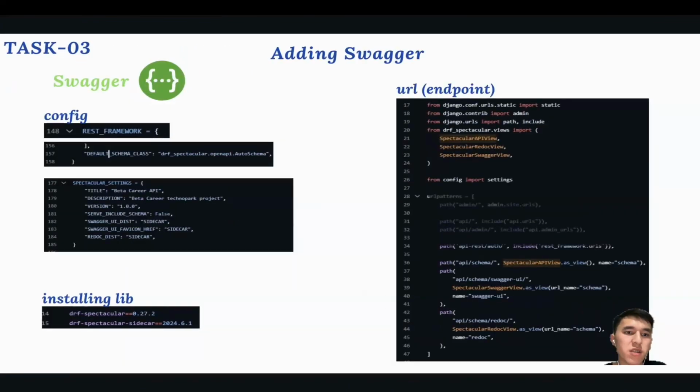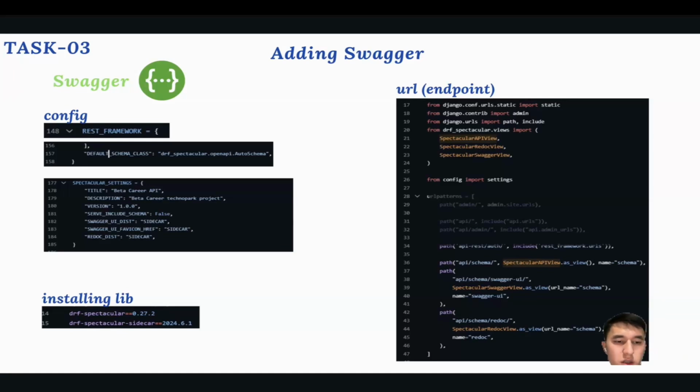Swagger documentation. I added Swagger documentation using the drf-spectacular library. First, I configured settings in settings.py. As you can see, REST_FRAMEWORK DEFAULT_SCHEMA_CLASS equals drf-spectacular, and inside SPECTACULAR_SETTINGS there is the description of our project: Beta Carrier Technopark. Title is Beta Carrier API, version as you can see.